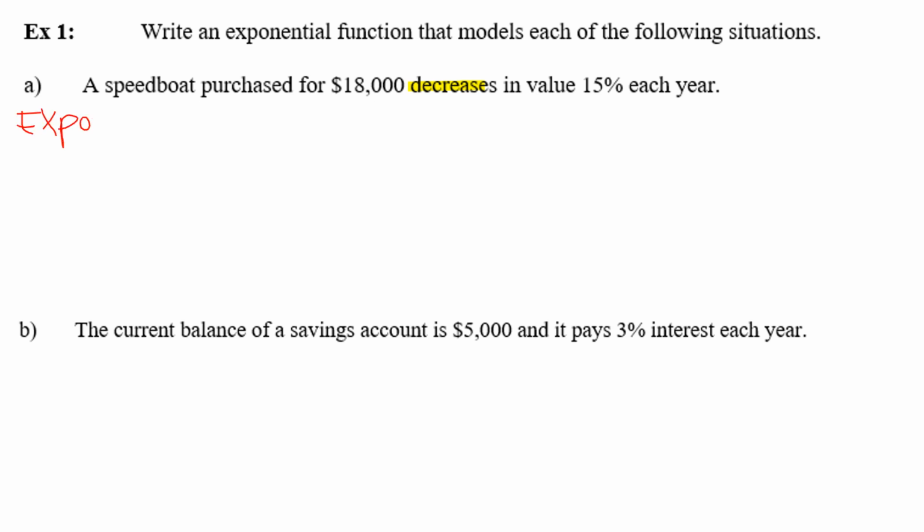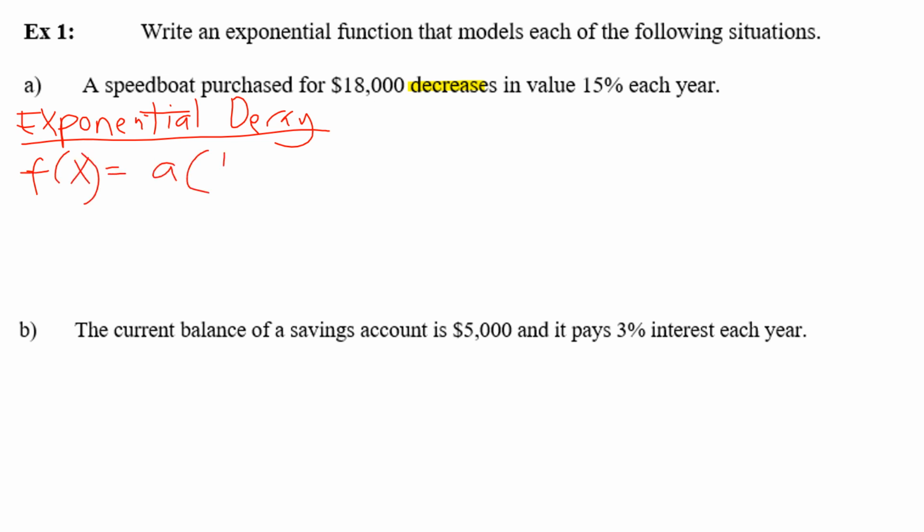Okay, exponential decay. So as a reminder, the formula is f of x equals a times the quantity 1 minus r, because we want the values to get smaller, raised to the x, where a represents your initial amount. The speedboat purchase was for $18,000. R will be the rate of decay, 15%.